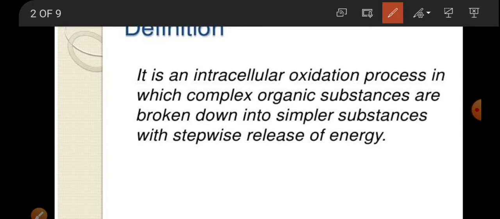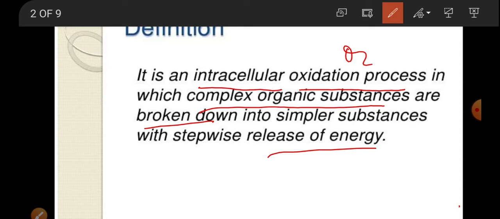Respiration is intracellular, which means it occurs within the cell. So respiration is an intracellular oxidation process. We say oxidation process because oxygen is involved over there. It is an intracellular oxidation process in which complex organic substances are broken down to release energy. So what exactly is respiration?